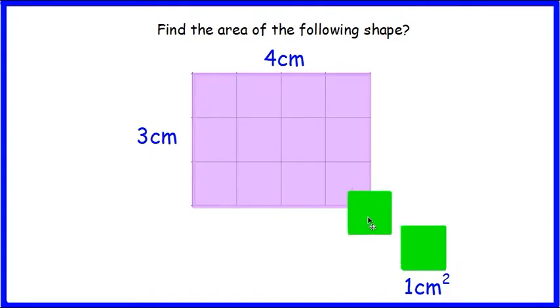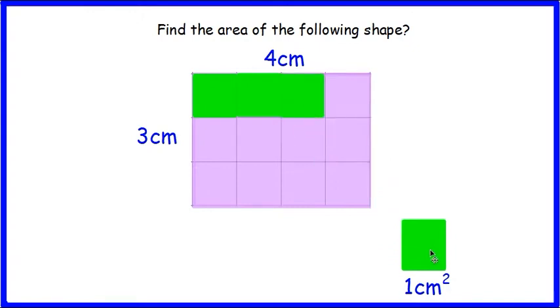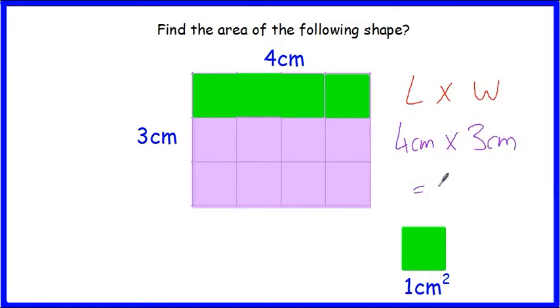Really what you're doing here is you've got 4 on one side, and then you've got 3 layers of this 4. So what you could do is call this length and width, 4 centimeters by 3 centimeters, and that will get you 12. Now, because we're talking about squares, it is 12 centimeters squared. So that is the area of that rectangle. So it's length times width.